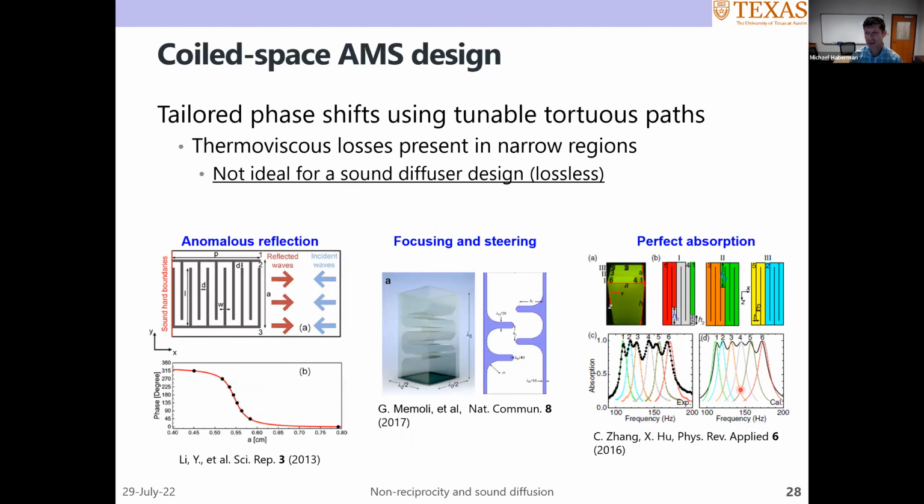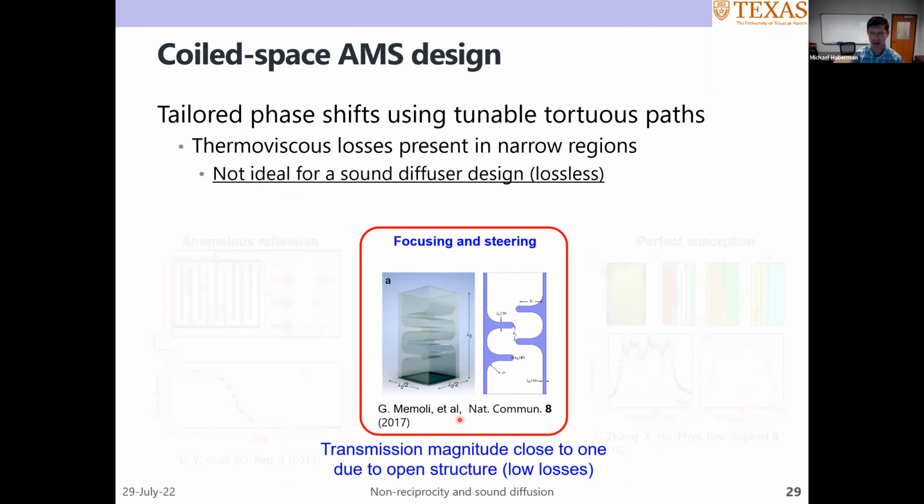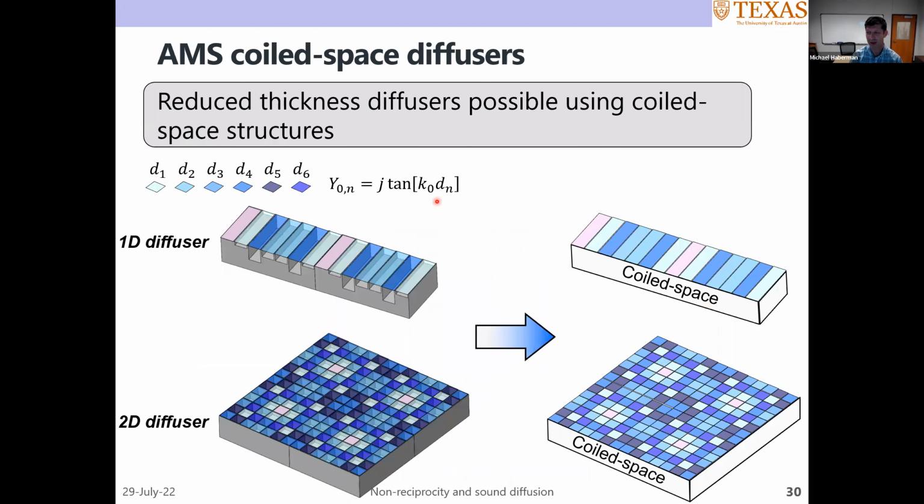So we were interested in doing this, let's say, without using resonators, and we looked at these coiled space surfaces. We took inspiration from Gianluca Memoli's work, where he's looking at using it for transmission of acoustic waves to manipulate particles and the like. And there are these coiled space structures that basically add phase by making the pathway more tortuous, but what they used was more open, so there was less loss.